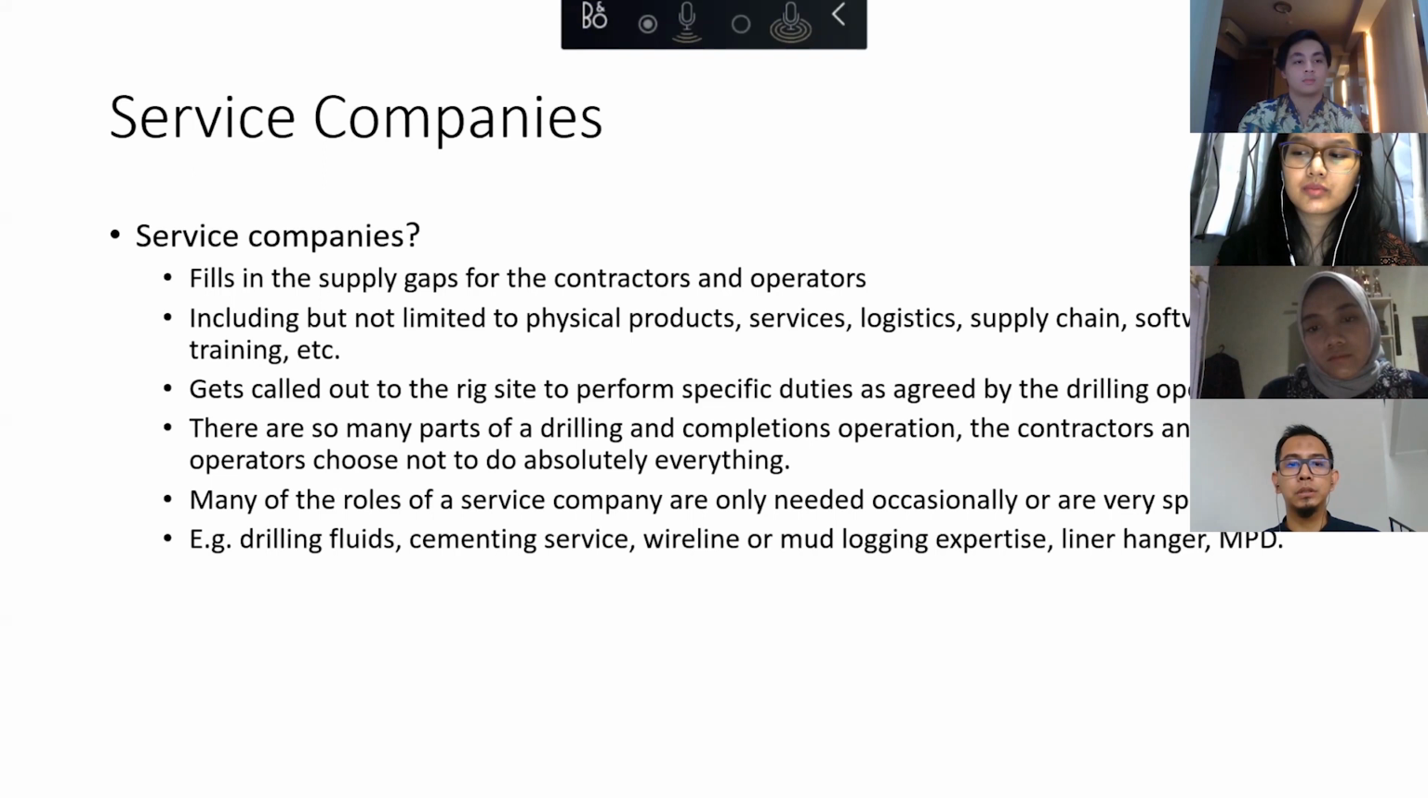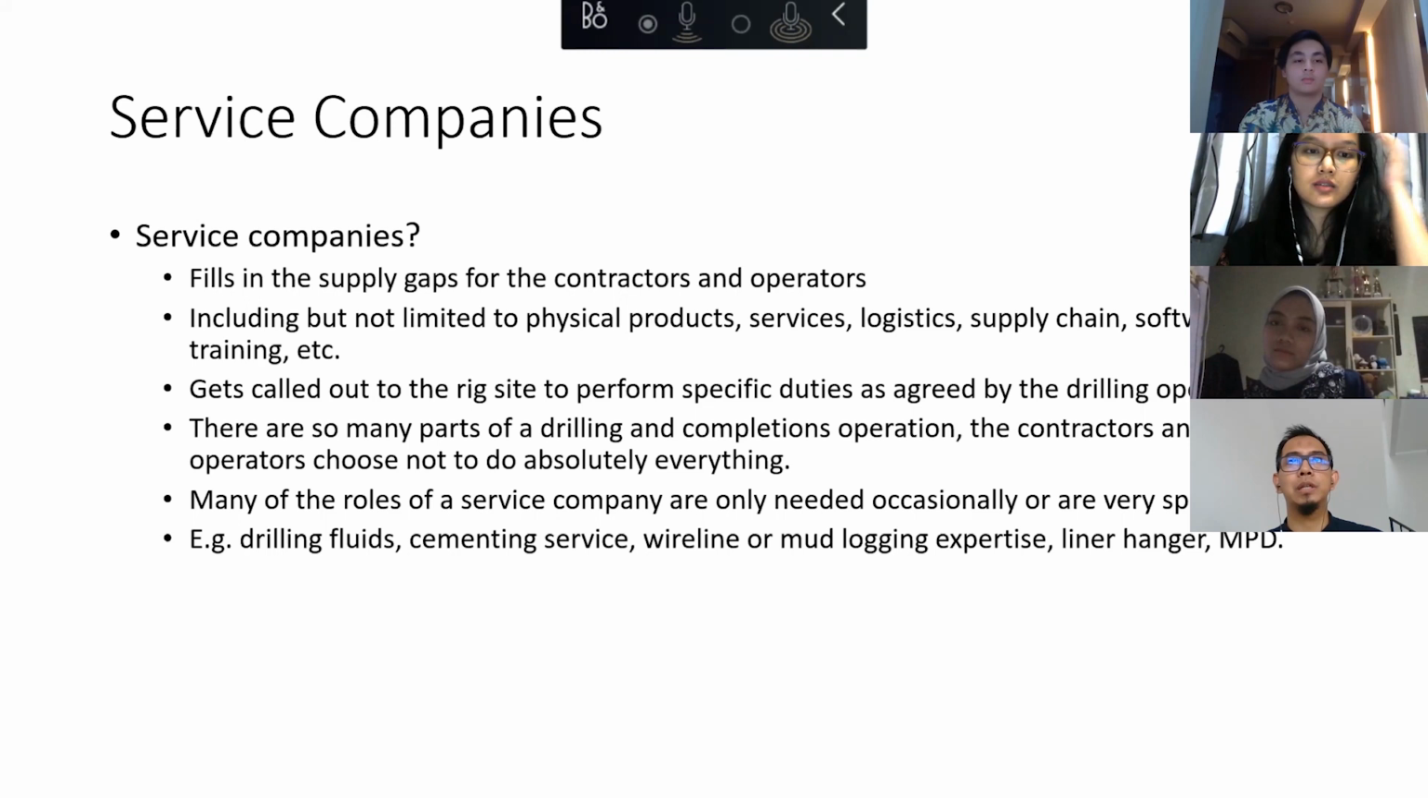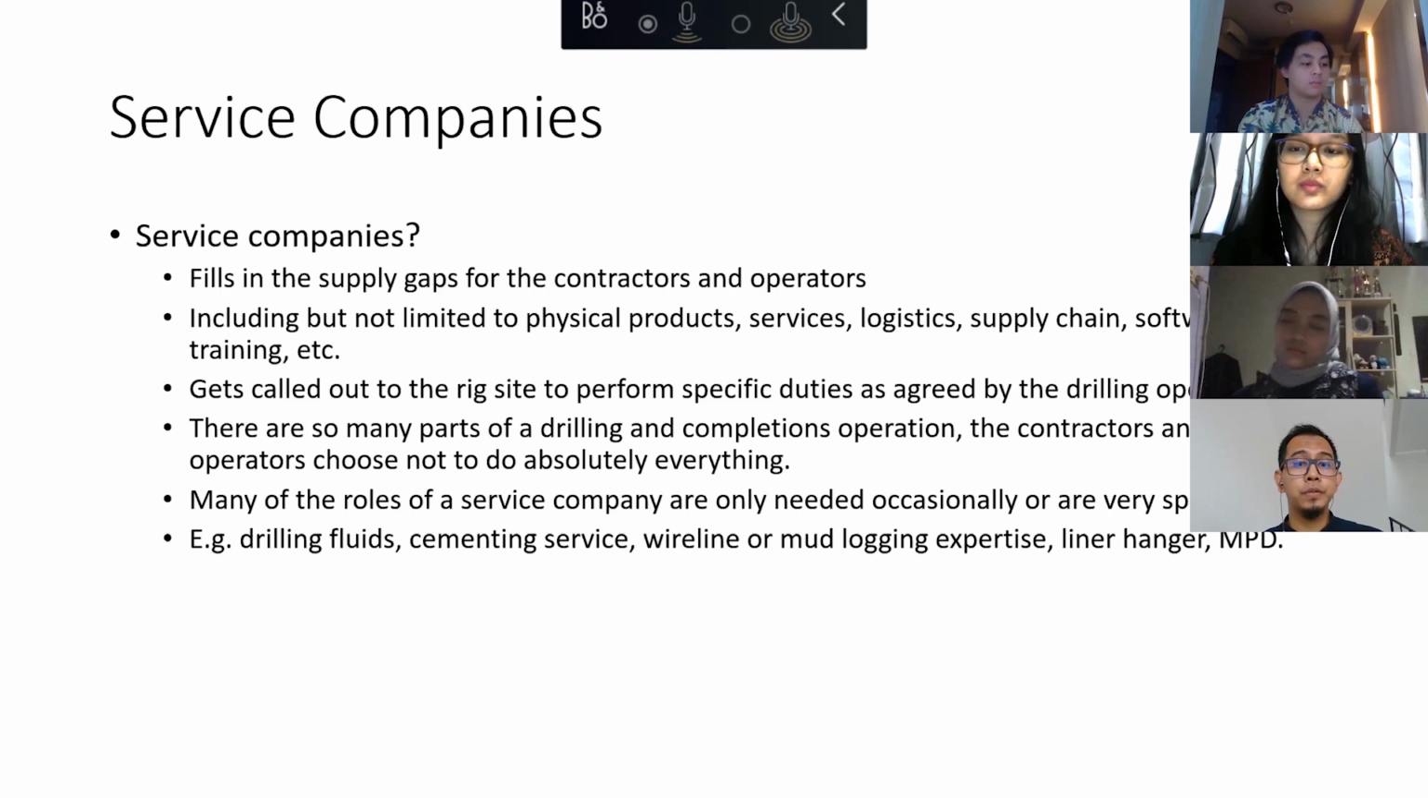There are many parts of drilling and completions operation, but the contractors or the operators have the exclusivity to call out not all of them, just part of them. So in well A, we may require specific services, but in well B, those services might not be required, so they don't get called out or utilized in the second well. Many of the roles of the service companies are only needed occasionally, as mentioned before, or are very specialized.